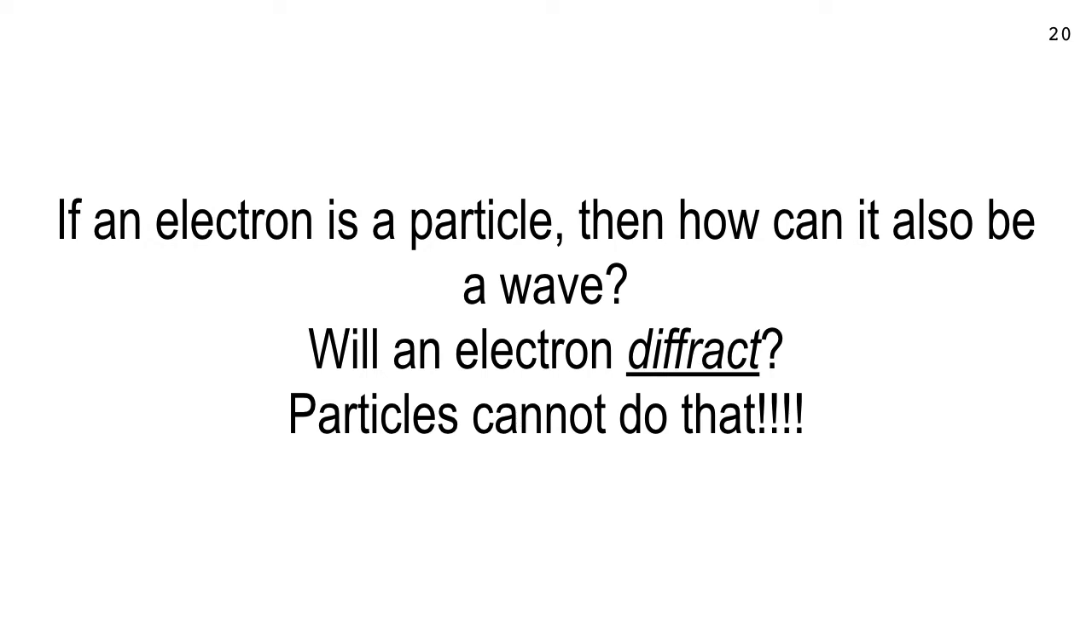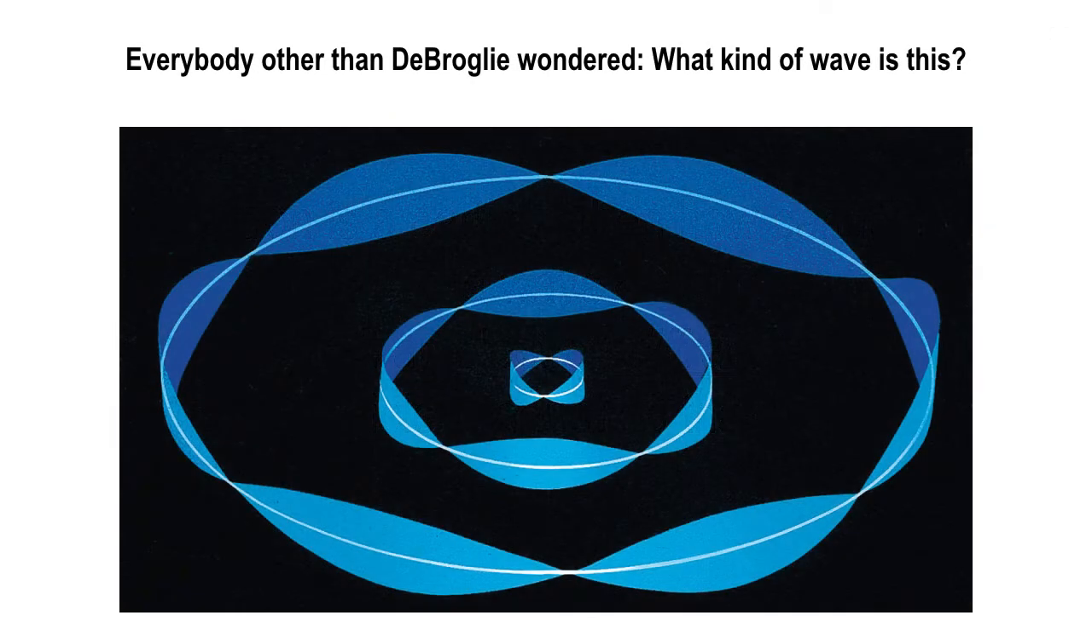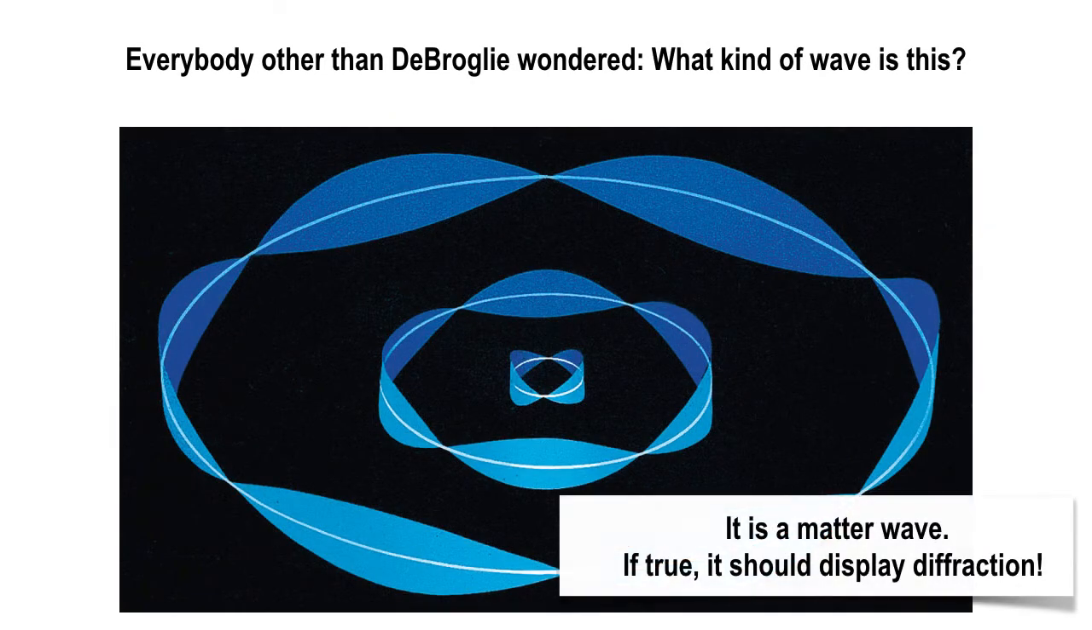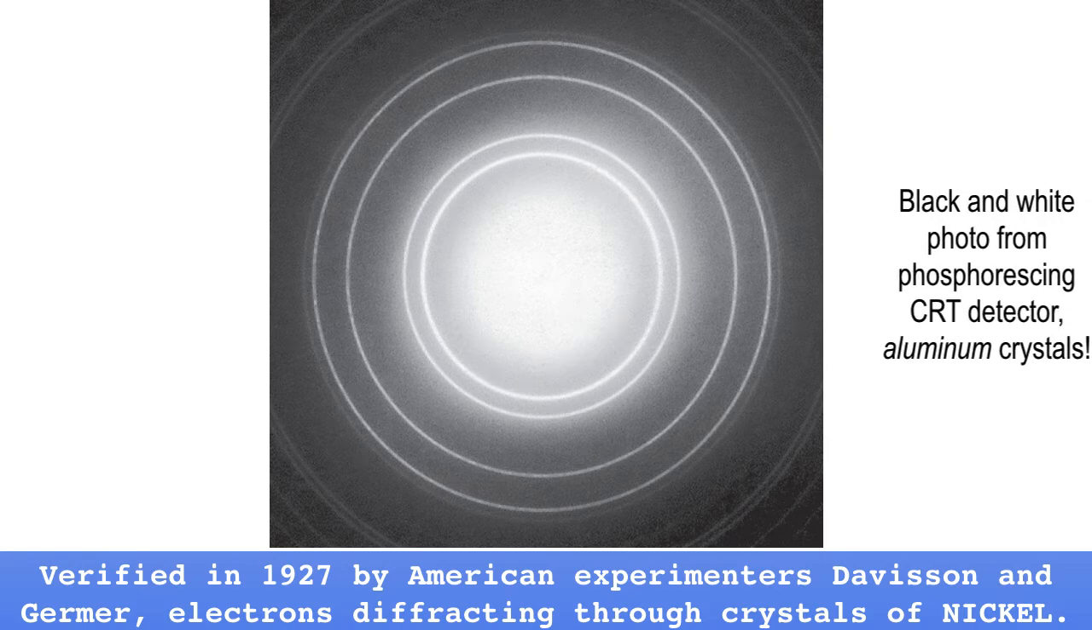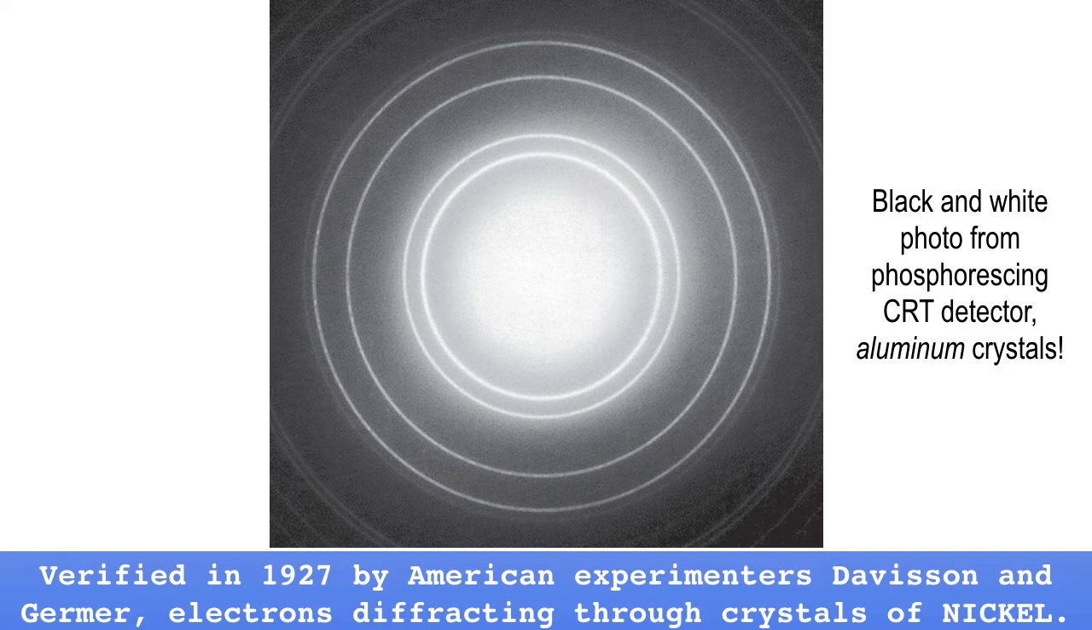But he didn't have to, because the guys that figured it out were a couple of Americans, Davisson and Germer, in 1927. They saw it. They weren't even looking for it. They were just ramming electrons through crystals of nickel, kind of ground up nickel. And this is the diffraction pattern they found. That's a diffraction pattern. Actually, this is a modern black and white photo, but this is aluminum crystals, and that's what you get.